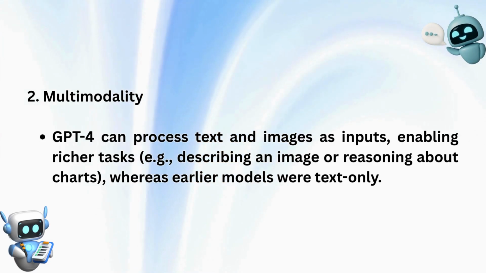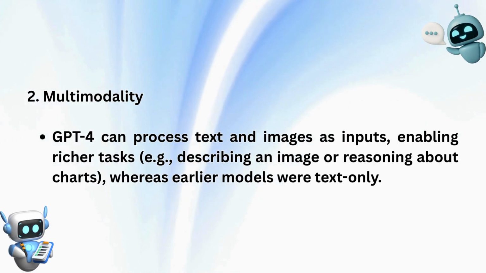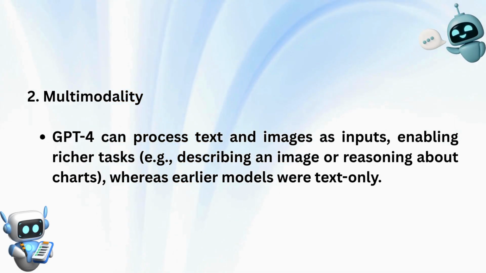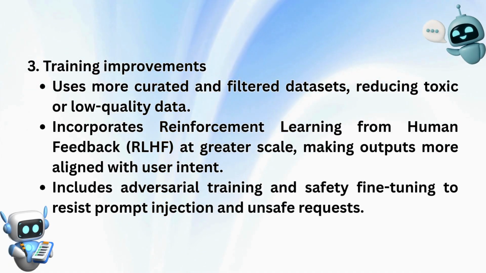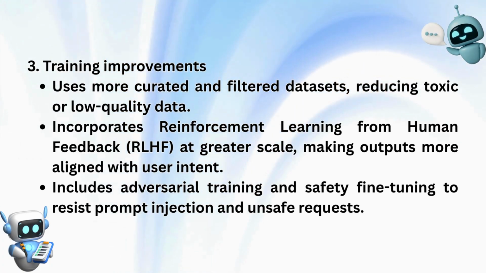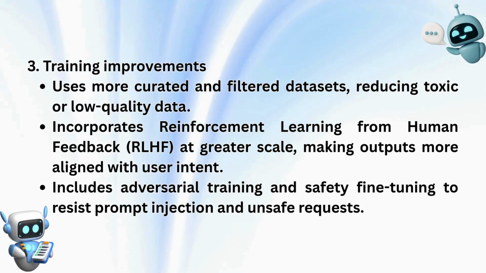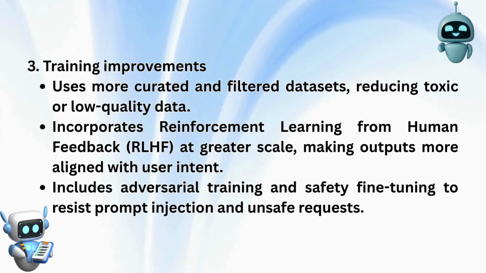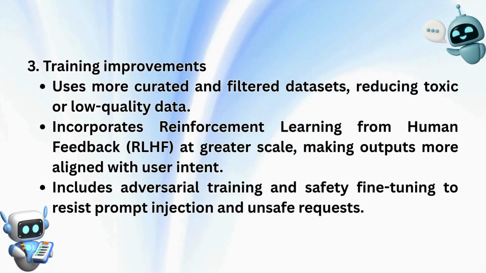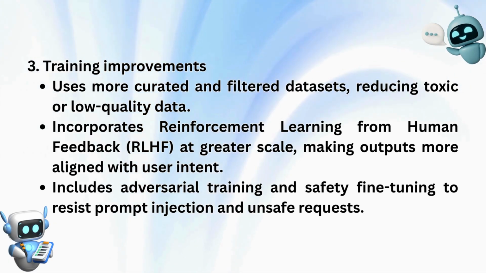GPT-4 can process text and images as inputs, enabling richer tasks. An example is describing an image or reasoning about charts, whereas earlier models were text-only. Third, training improvements: it uses more curated and filtered datasets, reducing toxic or low-quality data. It incorporates reinforcement learning from human feedback at greater scale, making outputs more aligned with user intent. It includes adversarial training and safety fine-tuning to resist prompt injection and unsafe requests.